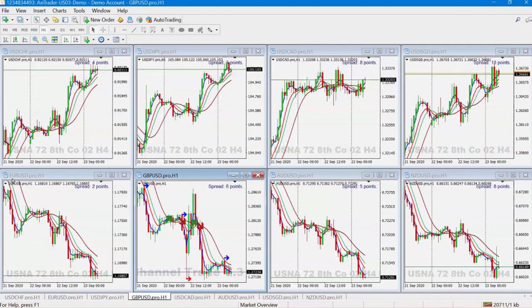All right, now the euro is going down, right? Euro is going down because the chart always reflects the base currency. So you can see that euro is going down, so the US must be strong. Pound is going down, so the US must be strong. The Aussie is going down, so the US must be strong, and the NZD is going down, so the US must be strong.